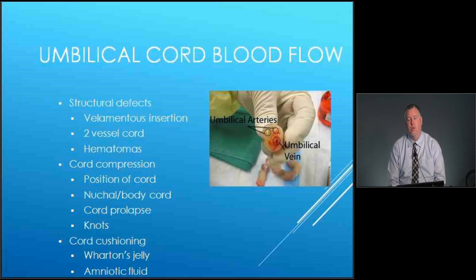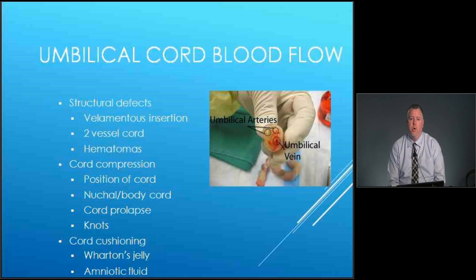So let's talk about umbilical cord blood flow. There can be structural defects, like a velamentous insertion, a two-vessel cord, or a hematoma. There could be cord compression from the position of the cord. So if the cord is wrapped around the baby's neck or around the baby's arm, or if it's pinched between the baby's shoulder and the mom's pelvis, for example. Certainly a cord prolapse would cause a disruption in umbilical cord blood flow. Also any knots in the cord.